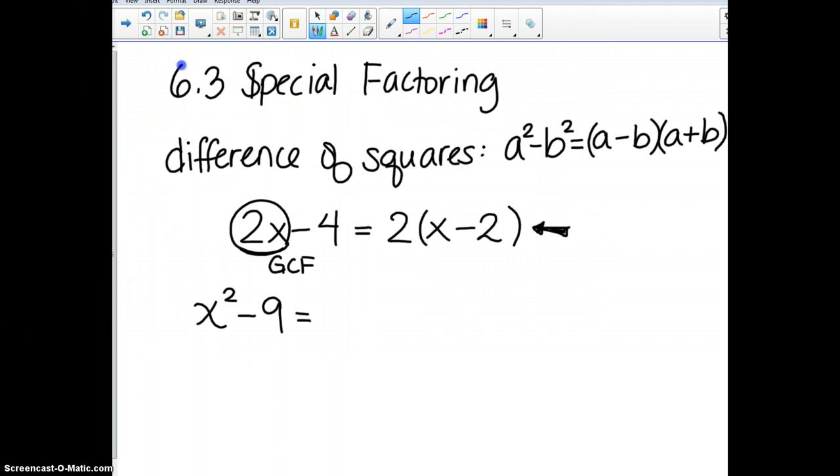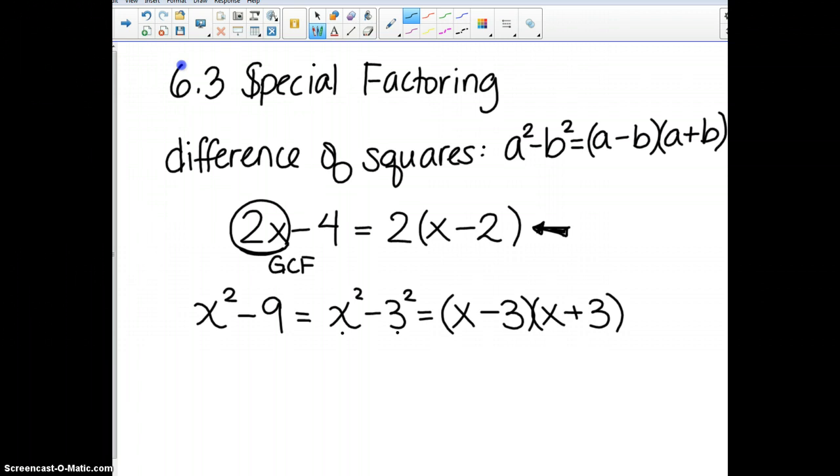So I notice the squared on the x, and then the second thing I notice is that 9 is also a perfect square. 9 is the number 3 squared. So if I have x squared minus 3 squared, I now have that form of a squared minus b squared. And so from the formula above, every place there's an a in the formula, I'm going to put an x, and every place there's a b in the formula, I'm going to put a 3. So this will factor x minus 3 times x plus 3.